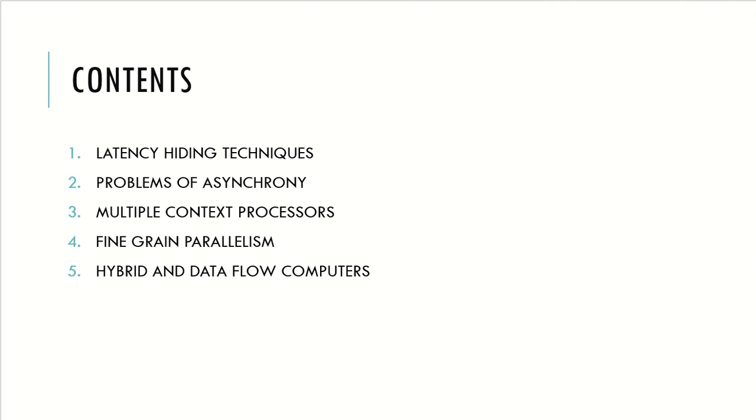First one is about some techniques that you can adopt for hiding the actual latency that may occur while a parallel computer is under execution. Then about something called the problems of asynchrony. Then we'll have a discussion on multiple context processors, or processors which are able to handle multiple contexts of executions at the same time. Then we'll discuss fine-grained parallelism, and finally hybrid and data flow computers. So let's start with the first topic, which is the latency hiding techniques.